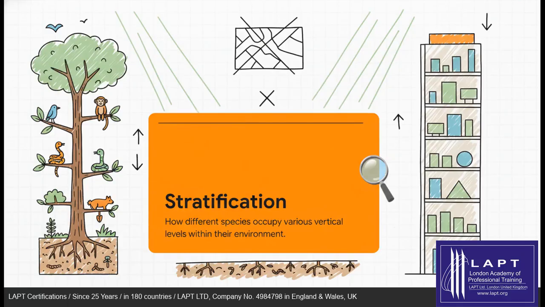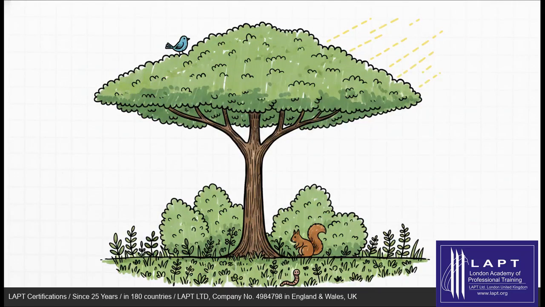It's a concept called stratification. Stratification explains how different species occupy entirely different vertical levels within their environment. Ecosystems are layered. Think of them like a high-rise building. And where an organism lives vertically dictates an enormous amount about its life, especially when it comes to how much light it gets. A forest is a brilliant illustration of this.